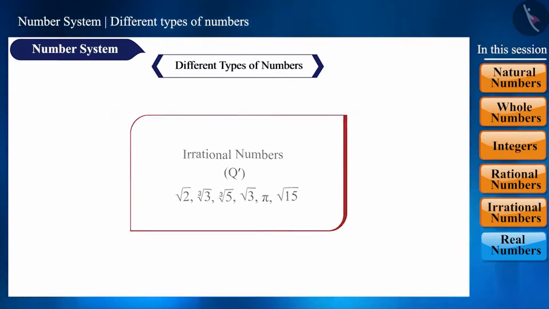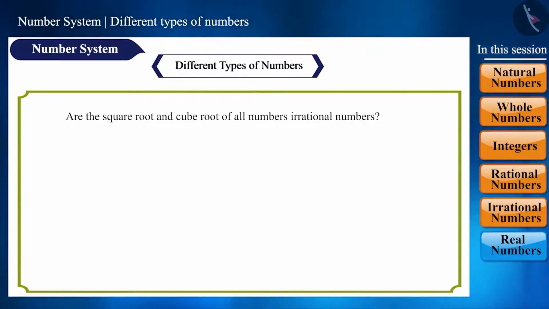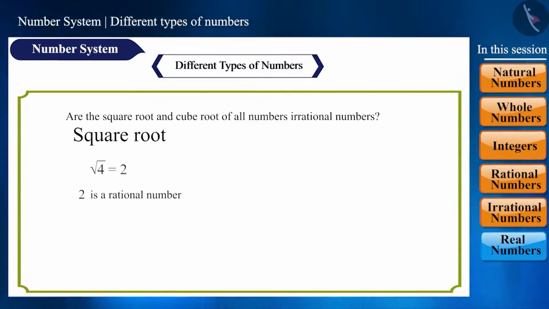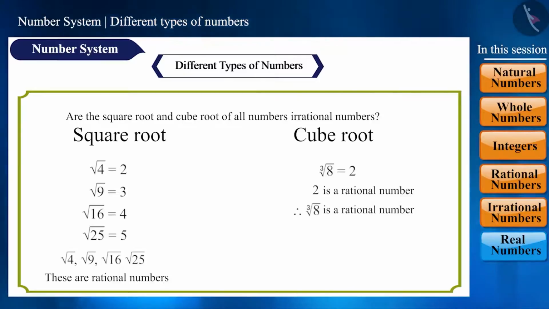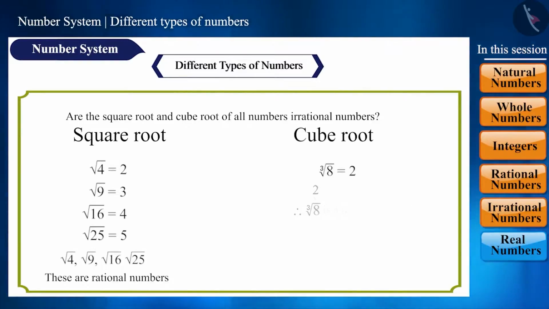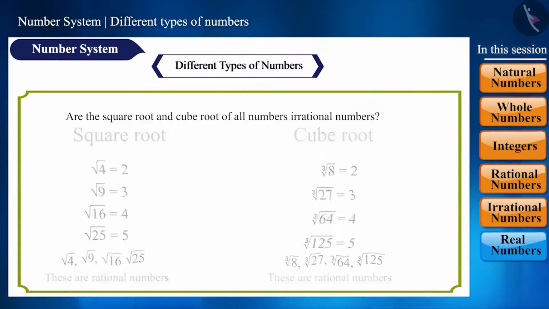Friends, are you thinking that the square root and cube root of all numbers are irrational numbers? No. Just like root 4, which is 2, and 2 is a rational number. Therefore, root 4 is a rational number. In the same way, root 9, root 16, root 25 are rational numbers. And now speaking of cube root of 8, it is 2, which is a rational number. Therefore, cube root of 8 is a rational number. Similarly, cube root of 27, cube root of 64 and cube root of 125 are rational numbers.